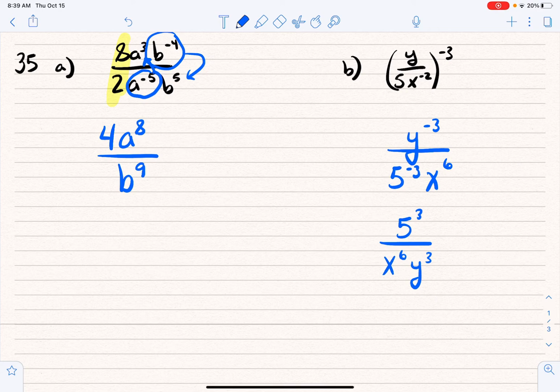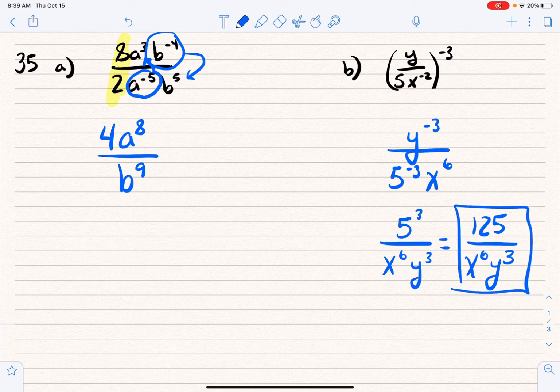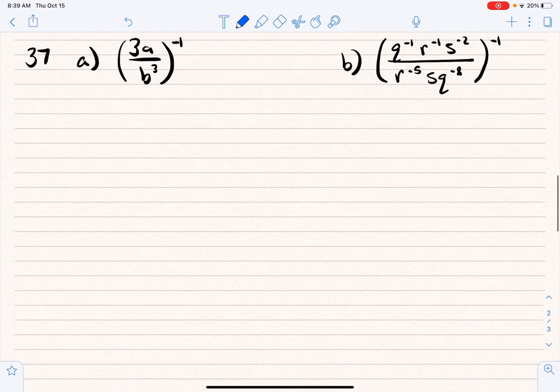And at this point, you could simplify because 5 to the third power is not too large of a number. It's 125. So it'd be 125 over x to the 6th, y to the third. So there's your final answer. We had 4a to the 8th power over b to the 9th, and 125 over x to the 6th, y to the third. All right, and lastly, number 37.